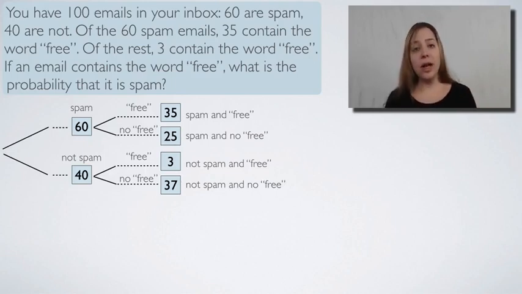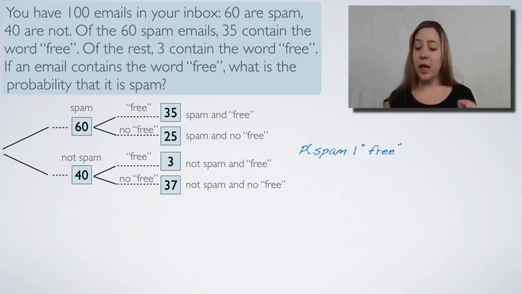Now that we have organized the information we're given into a probability tree, what we want to do next is to go back to the question and figure out what exactly we're being asked for. The question is, if an email contains the word free, what is the probability that it is spam? So the email containing the word free is our given, and we're asked for the probability that it's spam. We can denote this as probability of spam given that the word free is in the email.